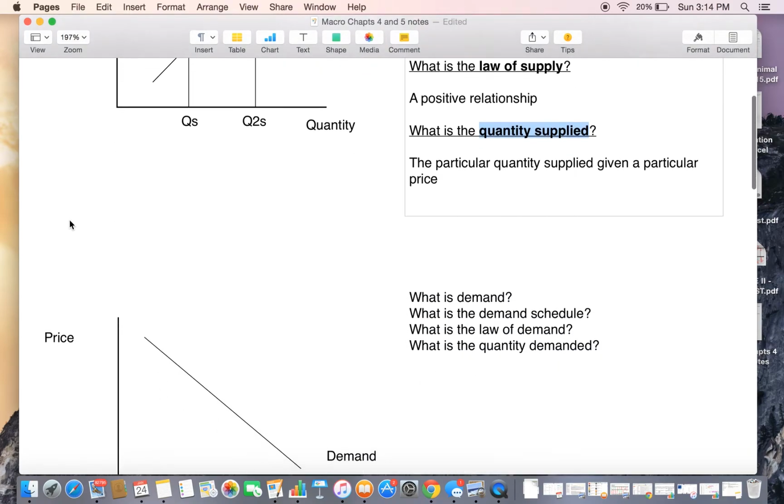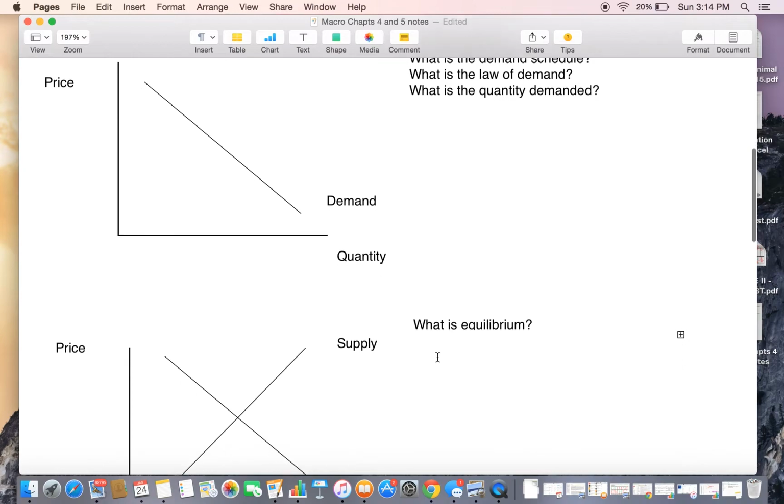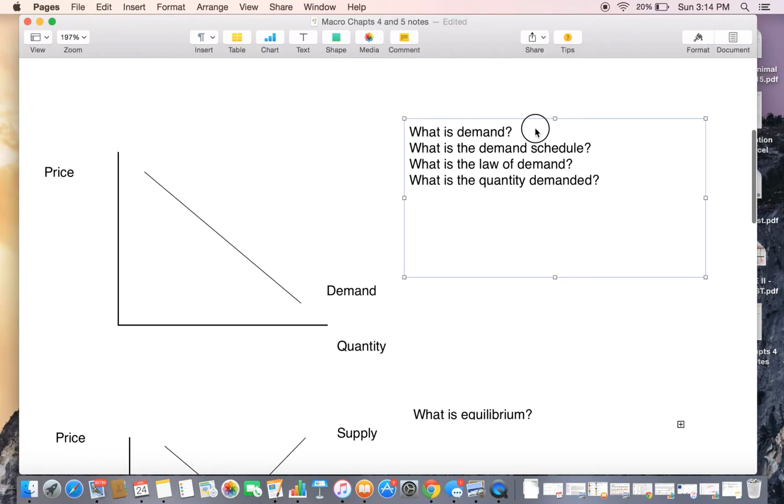This information is also part of our demand analysis. So what is demand?